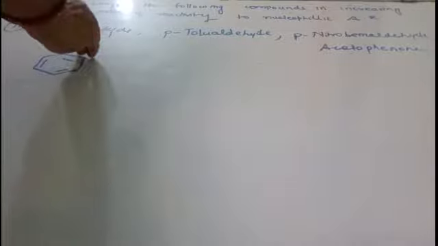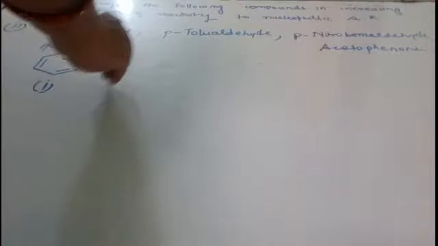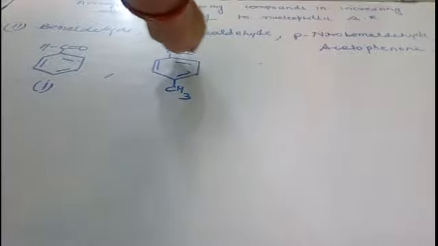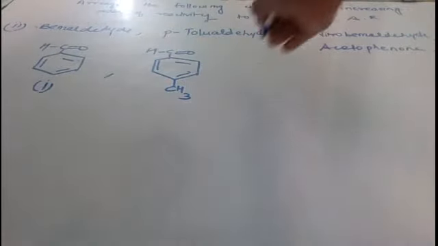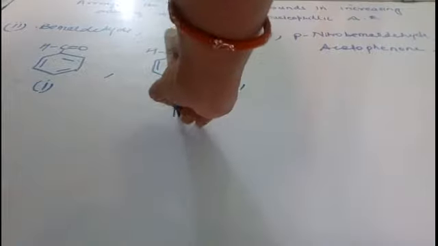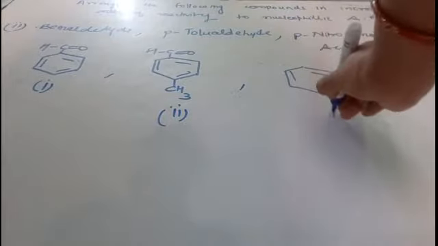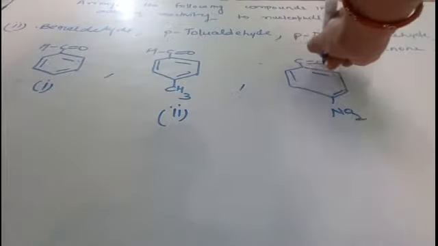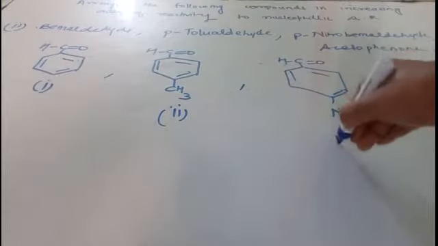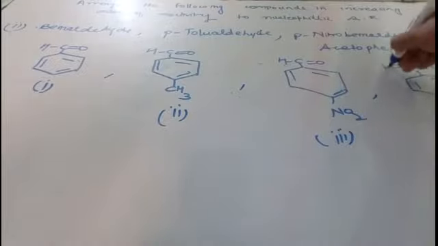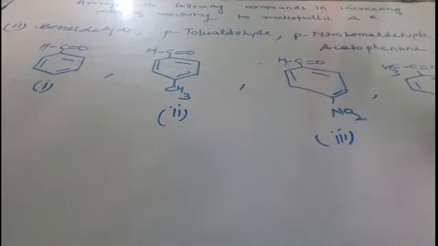The first one is benzaldehyde, second one is para-tolualdehyde, then third one is para-nitrobenzaldehyde, and fourth one is acetophenone, right? So these are the 4 compounds which are given.